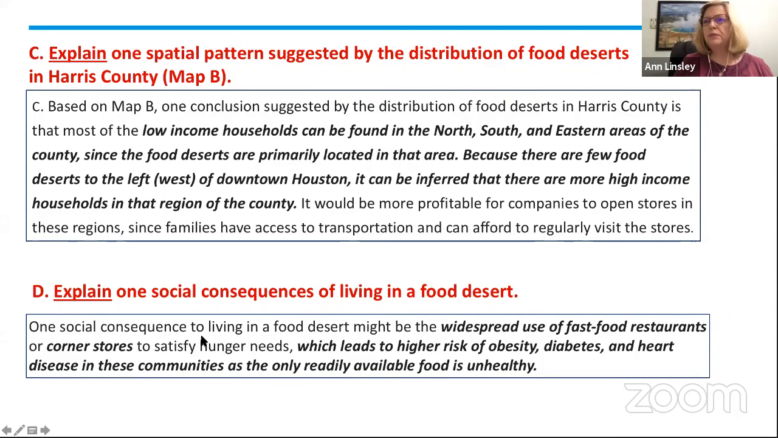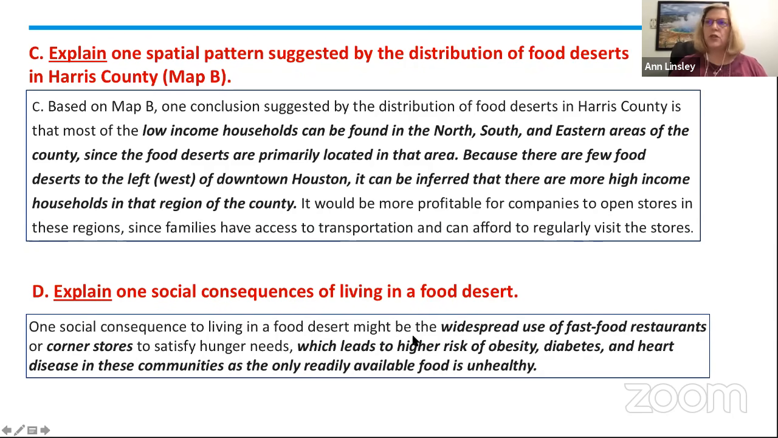In this one, all of the answers said that the social consequence of living in a food desert is the widespread use of fast food restaurants or corner stores, which leads to higher risk of obesity, diabetes, and heart disease in these communities, linking it back as the only readily available food is unhealthy. So this is your social consequence, okay? That's a perfect answer. I would expect to see most answers along those lines.